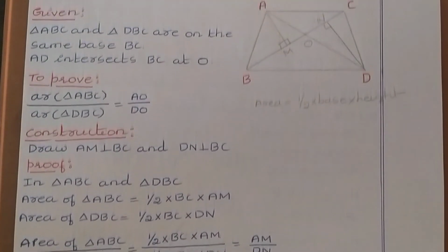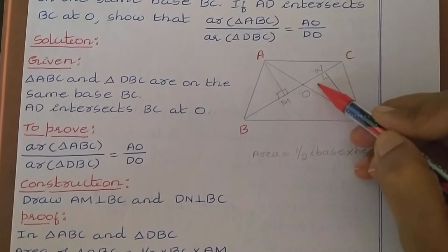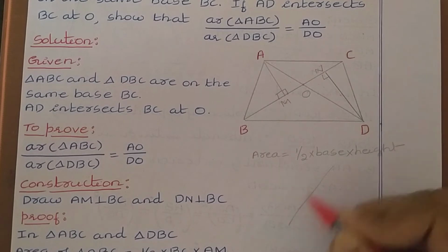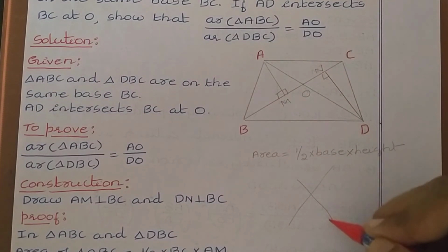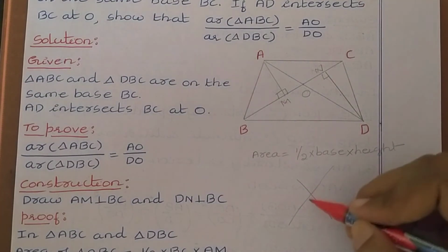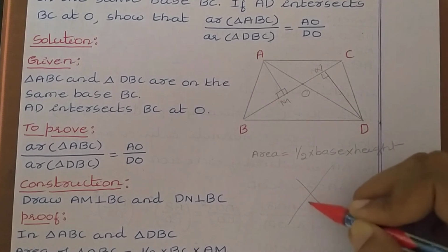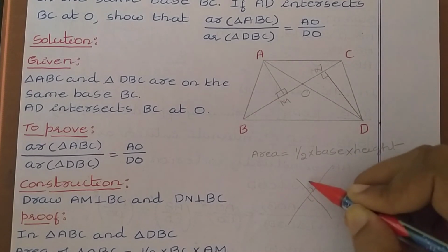Next thing is here, if you observe this angle, we know if there are two lines and if two lines are intersecting with each other, then some angles are created, then opposite angles are always equal.